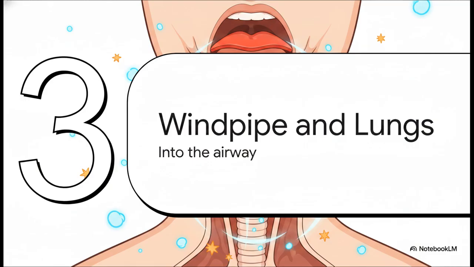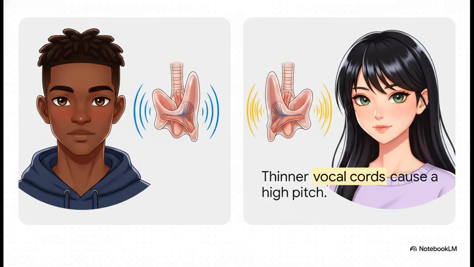Section 3. The windpipe and lungs. Now, obviously, we do not want food going into our lungs. That would be a disaster. As we move deeper into the throat, we reach a critical junction, and it's guarded by this brilliant little flap called the epiglottis. It essentially acts as a lid to keep food out of our airway.